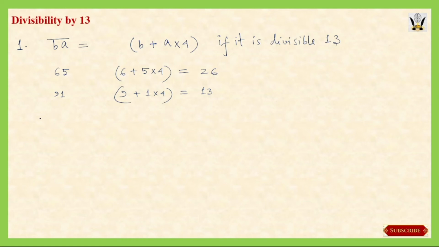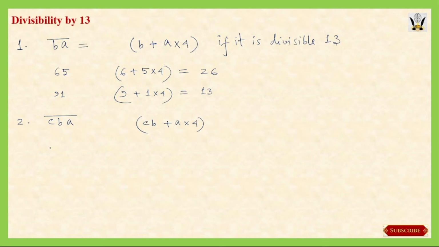Now we will take a 3-digit number. So this time it will be ABC. Now again the rule is the same. We will multiply the digit that we have at the units place by 4, and then add the rest of the number, and this time it is AB. And if this result of addition is divisible by 13, then the whole number will be divisible by 13.